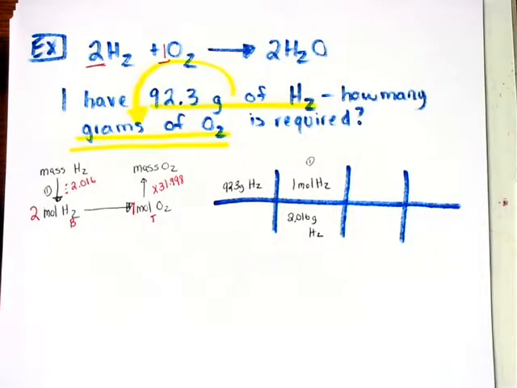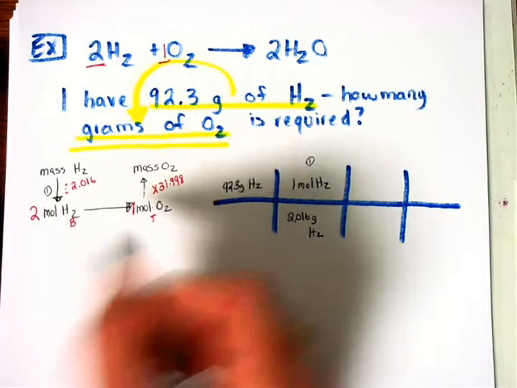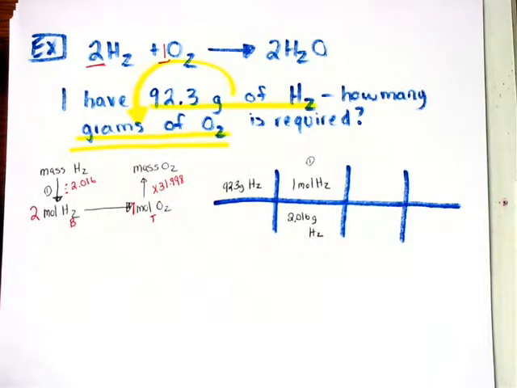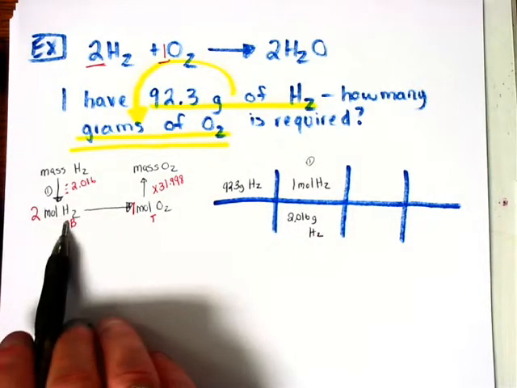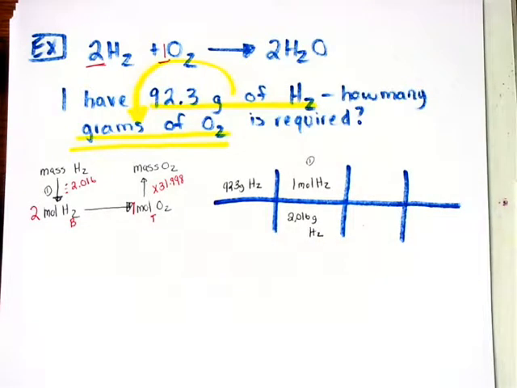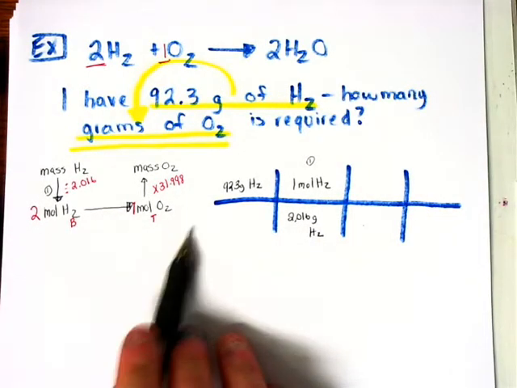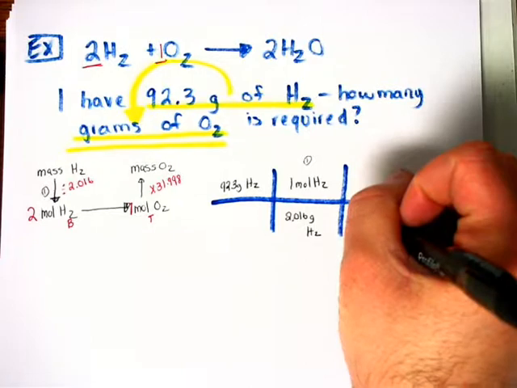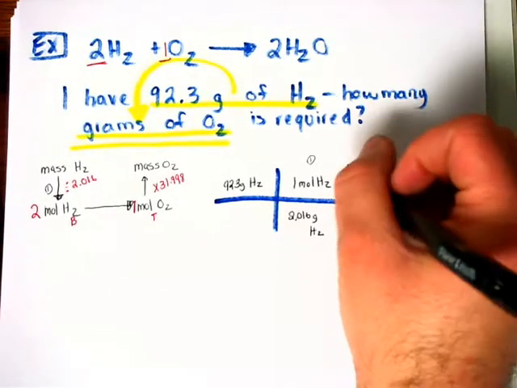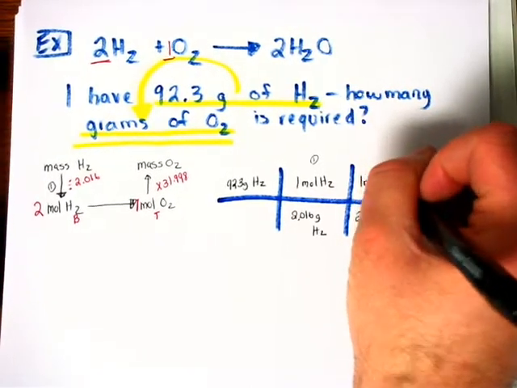There's step 1. Step 2 involves putting your mole to mole ratio. Should I put 2 moles of H2 on top or on bottom? Because you always remember B then T, right? So 2 moles of H2 has to go on bottom, and 1 mole of O2 has to go on top.